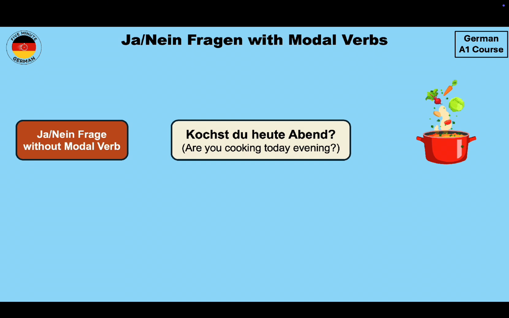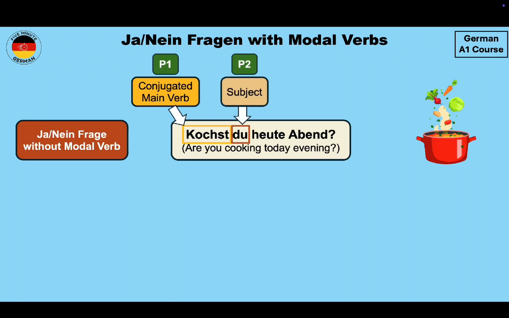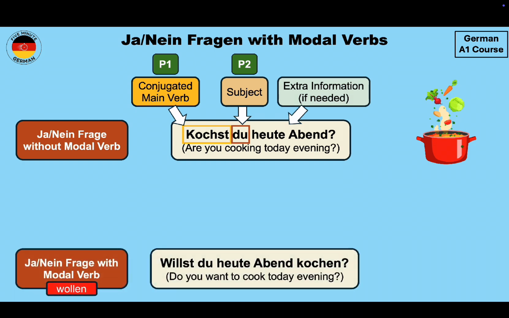Over here, at the first position, we have the conjugated main verb. At the second position, we have the subject. And after that, we have any extra information if needed. Now the same question with the modal verb wollen will be Willst du heute Abend kochen? Do you want to cook today evening?